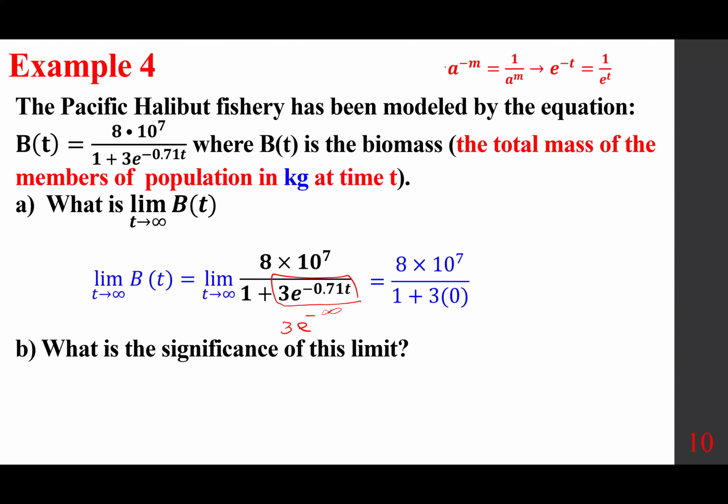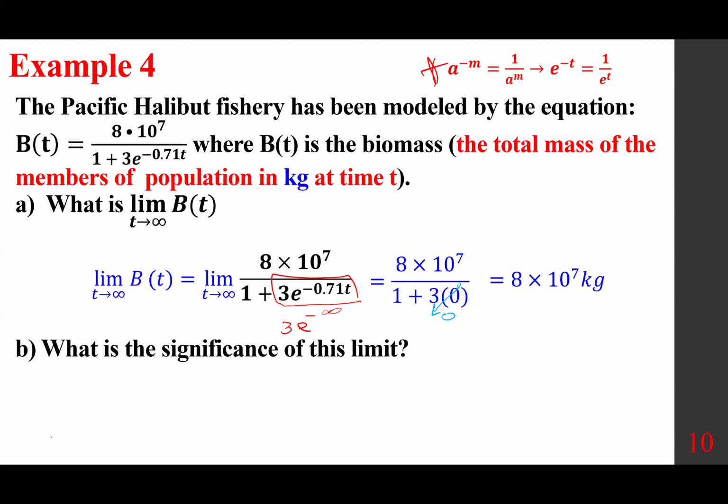Because, again, the negative exponent rule: a to the power of negative m is 1 over a to the power of m, or e to the power of negative t is 1 over e to the power of t. So this part becomes e to the power of negative 0.71 times infinity, which is negative infinity in the exponent, and this part is 0. So if this is 0, then you have 8 times 10 to the power of 7 kilograms. That means 8 with 7 zeros. That means 80 million kilograms.